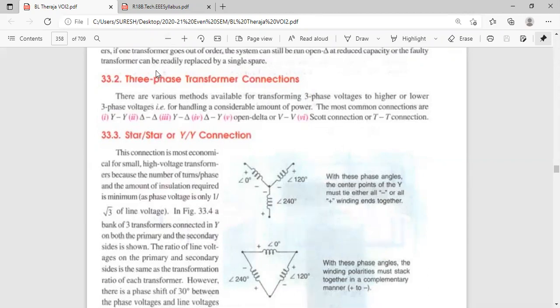Write down three-phase transformer connections, heading three-phase transformer connections. 6 types are there. First one, star star, second one delta delta, third one star delta, fourth one delta star, fifth one open delta or VV. Open delta is also called as VV. Last one Scott connection or TT connection.